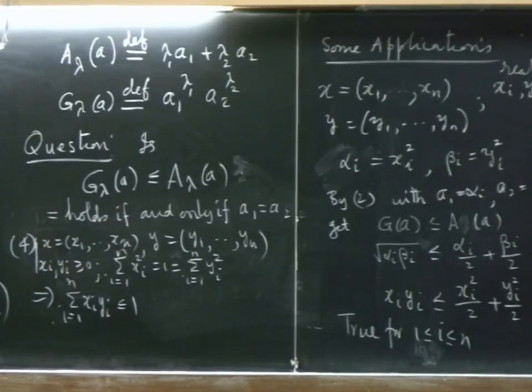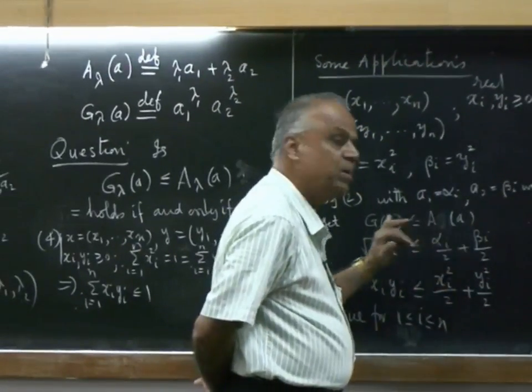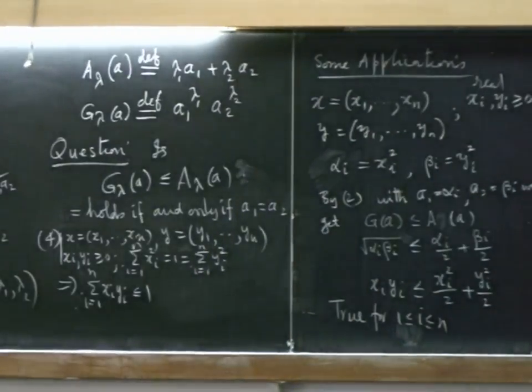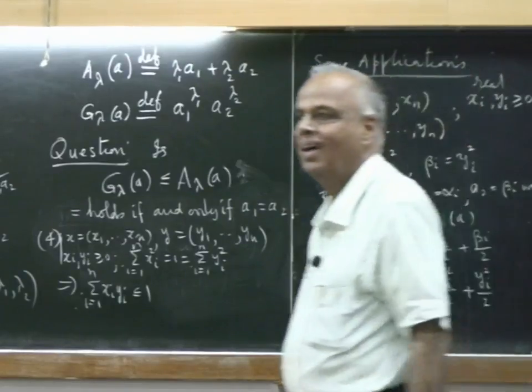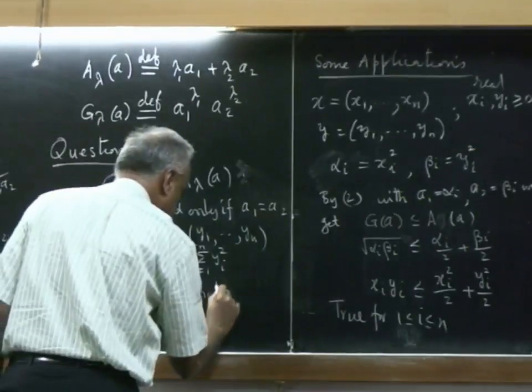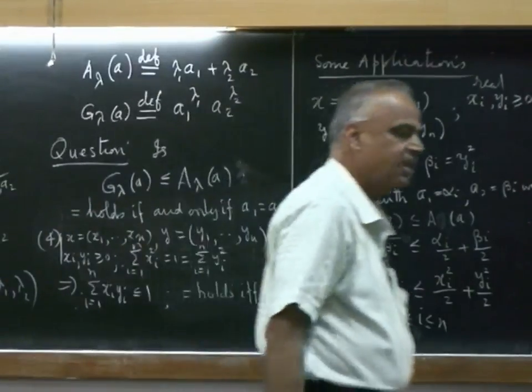When does equality take place? Right, in the first step we must have equality. And there, arithmetic and geometric mean equality means alpha_i must be equal to beta_i. This must happen for every i. xi squared must be equal to yi squared for every i. They are all non-negative. Therefore xi must be equal to yi for all i. That means x and y must be the same vectors. So equality holds if and only if x is equal to y. So that's our first inequality.